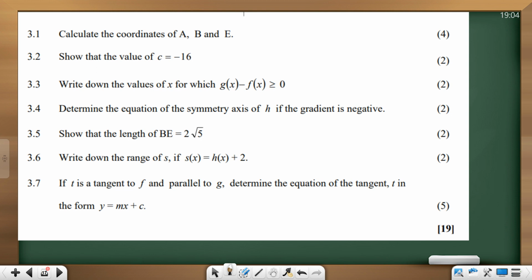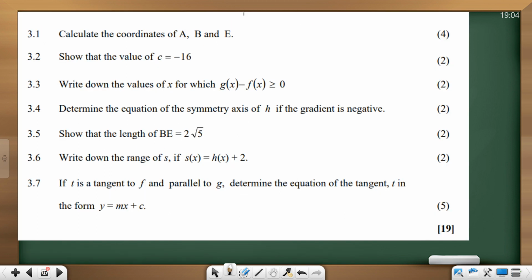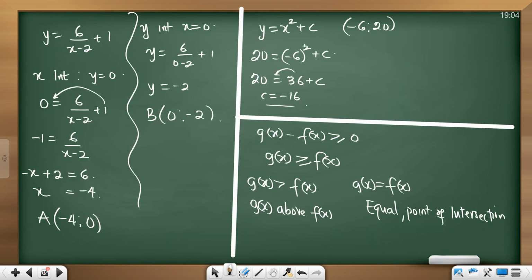What do we have here? Show that the length of BE is 2 root 5. Let's see. Where is BE? Okay. Do we know the coordinate of B? Do we know the coordinate of E? The length. When they say length, what are they talking about? Beautiful. Please, let's get the distance BE. Just in case you've forgotten the coordinate of B, we have it there. What did we get for E again?